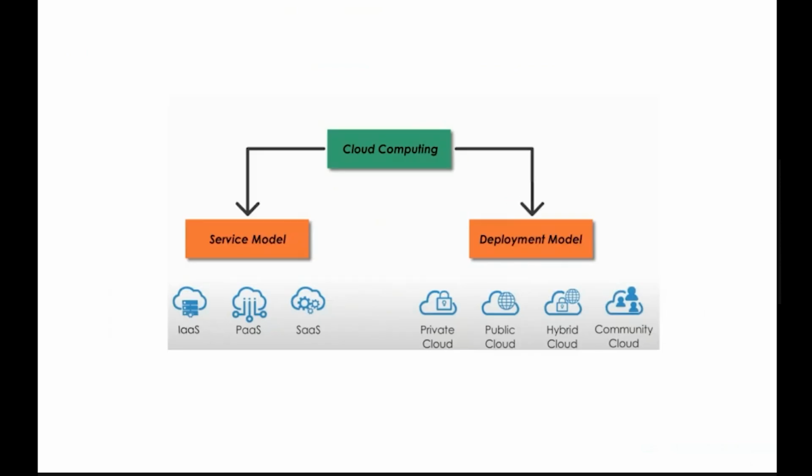Now we'll see in cloud computing, we have service models and deployment models. In service models, there are three types: infrastructure as a service, platform as a service, and software as a service. These cloud providers are offering different kinds of services that we call a service model. Then we have deployment models.